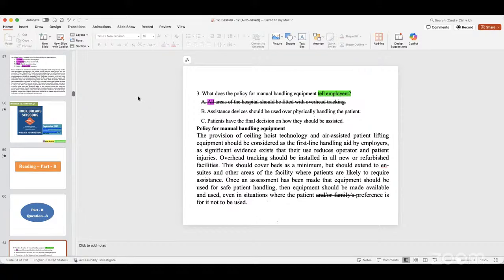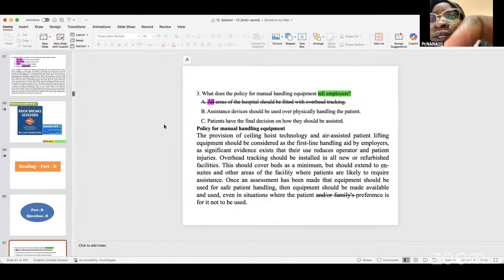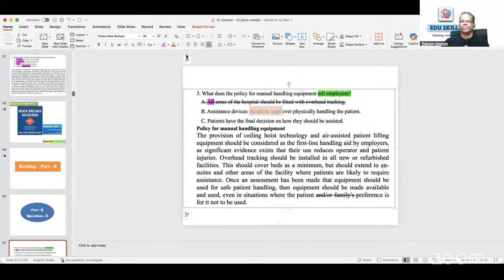Have to eliminate. Assistance devices should be used over physically handling the patient. Should be used. And patients have the final decision on how they should be assisted. Final decision.